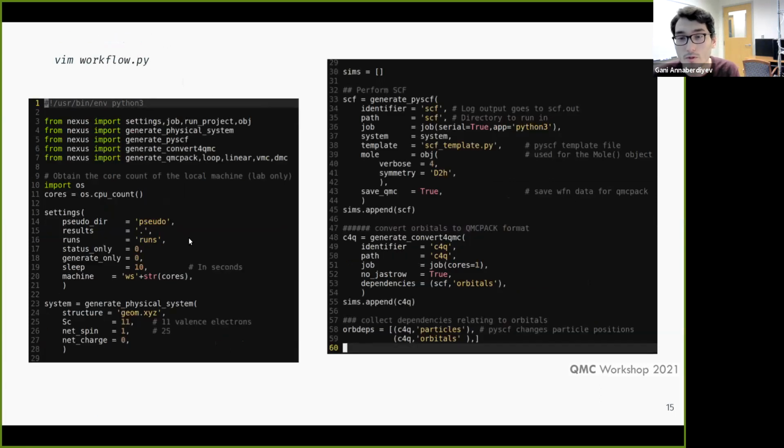In the workflow file, you're going to see this is similar to previous workshops, so I'll go a bit faster. There's a settings portion where you define your machine. And here I'm defining the system. Scandium has 11 valence electrons. The net spin is represented by 2S. So this is not multiplicity, which is 2S plus 1. This is just 2S. So in that case, this is 1. In the SCF part, I'm defining a symmetry, D2h. And all these parts are similar to the previous examples. And I have a conversion step, which would generate the QMCPACK files.